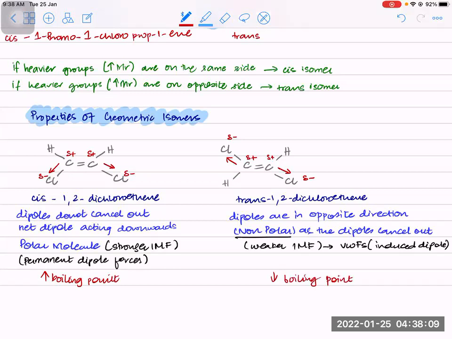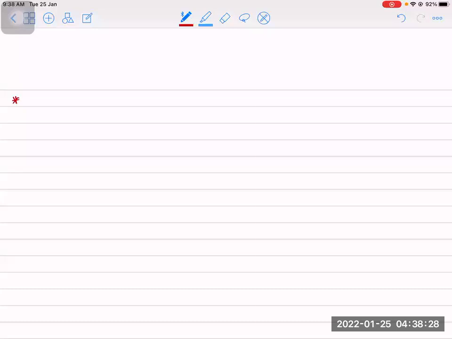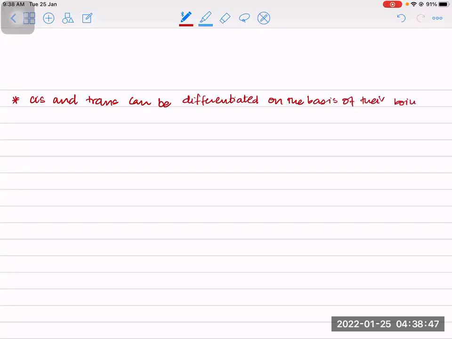So the cis isomer from the trans isomer can be differentiated how? On the basis of their boiling point. The cis isomer will have stronger intermolecular forces, therefore a greater boiling point, as opposed to the trans isomer. So this is how you differentiate between them: cis and trans can be differentiated on the basis of their boiling point.